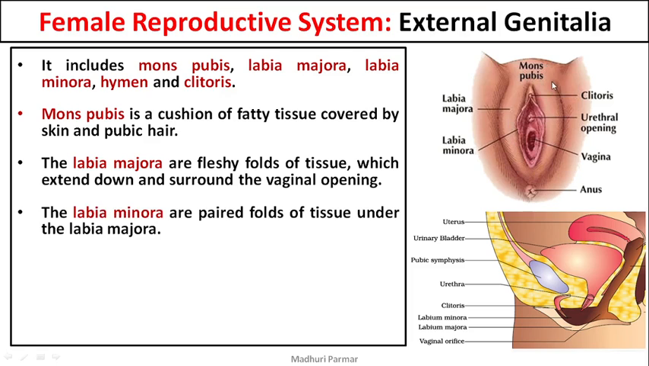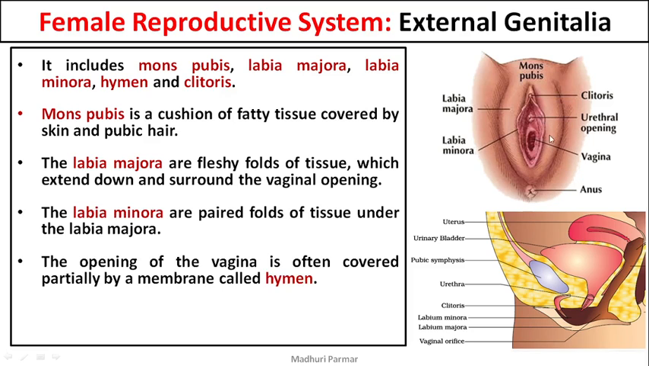This labia majora then has, on the inner side, labia minora. Labia again means lips, and minora because they are minor. Minor means thin, small. So these are thin tissues, thin flaps, literally flap-like structures, which are known as labia minora.